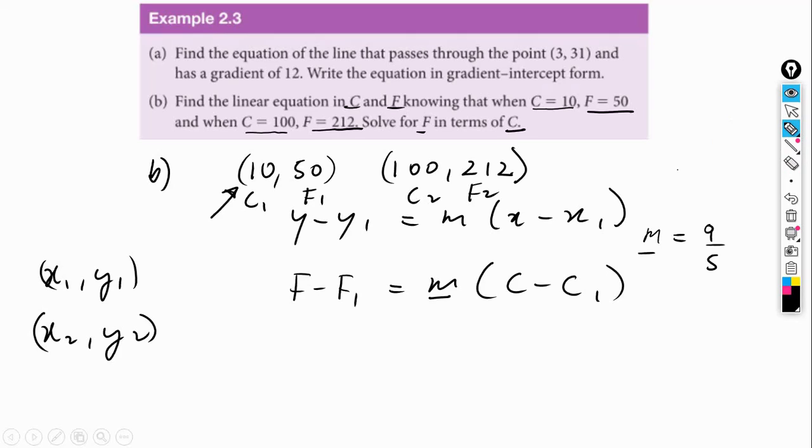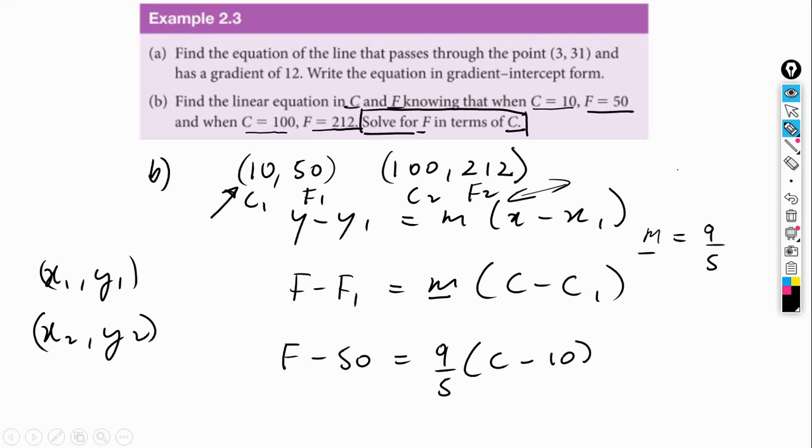So now we can substitute, right? So it's going to be F minus F1, which we said will be 50. But you can also do it with these coordinates, and you would get the same answer, by the way. So F minus 50 is equal to 9/5 times C minus C1, which is 10. And then all we have to do now is solve for F, right? Because they want us to solve for F in terms of C, as it says right here in the problem. Solve for F in terms of C.